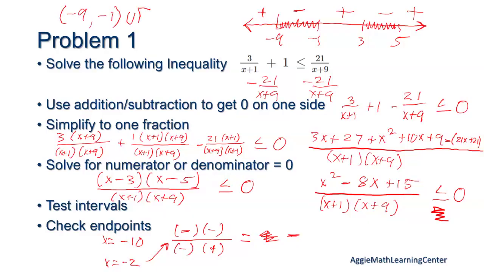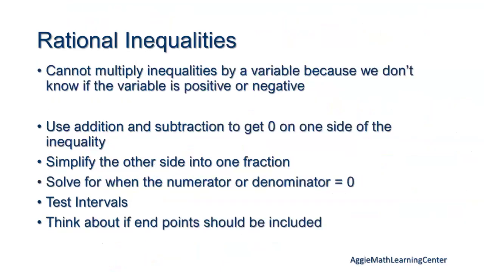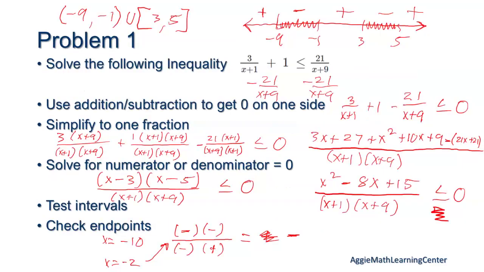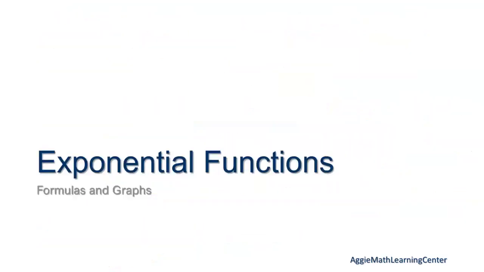Why is it not like this top? 3 to 5, and the 5 is also in our numerator, and so that's included. Okay. And so our solution down at the bottom is kind of messy, but it's negative 9 to negative 1 union with 3 to 5. So that's how you solve inequalities. How do you guys feel about that?